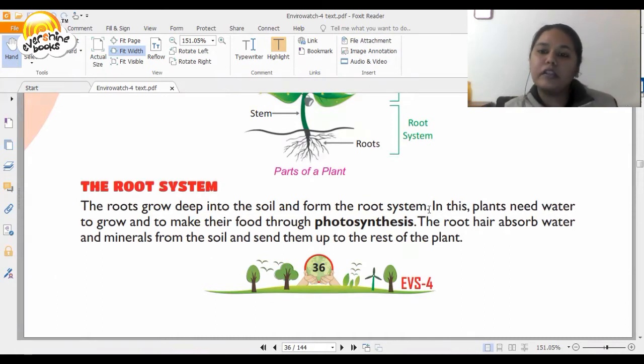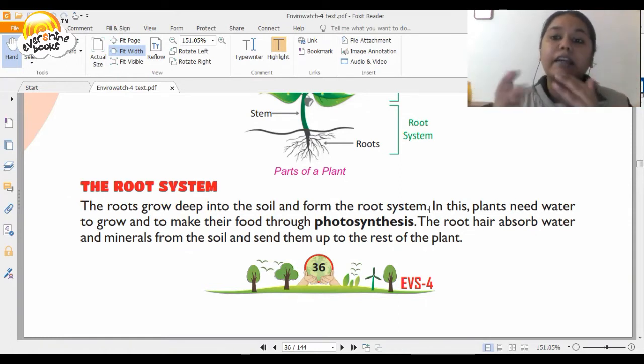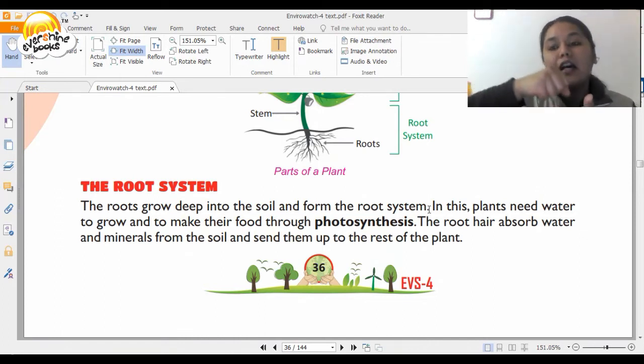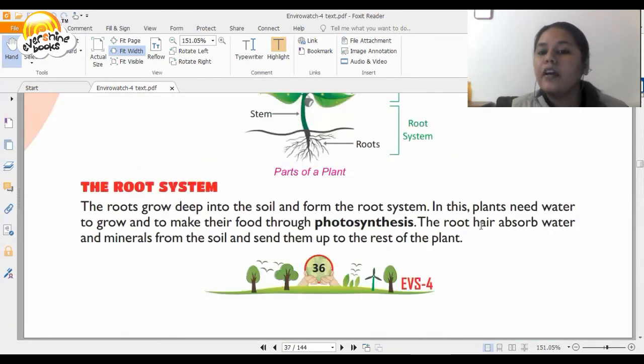If we are to understand what exactly roots are, roots are like the legs of the plant. How do you stand straight? Because of your legs, right? So, these roots are like those legs, like the base of a plant, which hold the plant in the ground. In this, plants need water to grow and to make their food through photosynthesis.